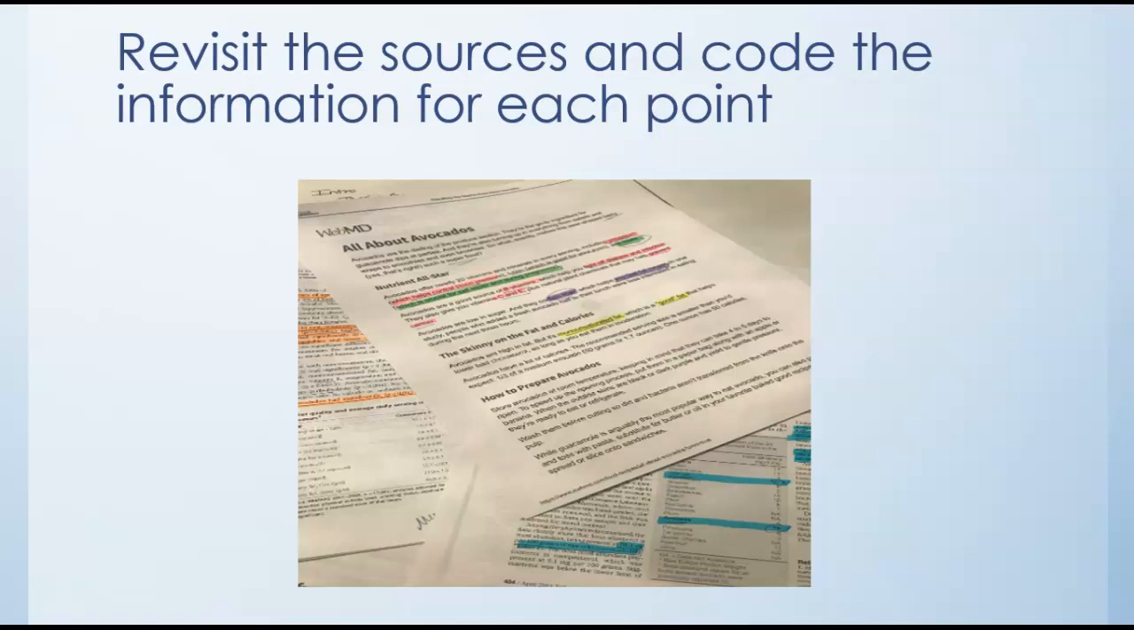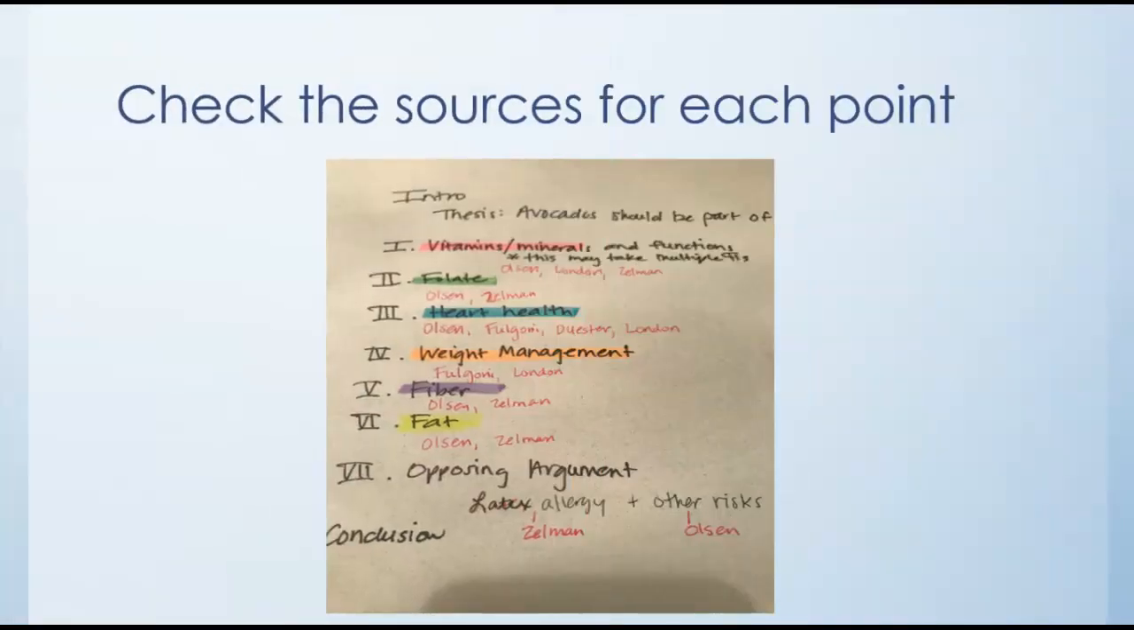Another important thing to do at this point is to check your sources. It's easy to do when you have all the highlighting in the sources. Go back to your outline and make a note of the different sources for each point. Using the author's last name is a good way to do it. You'll see here that vitamins and minerals, there are 3 sources that deal with that topic. Folate has 2, heart health has 4, and so forth and so on.